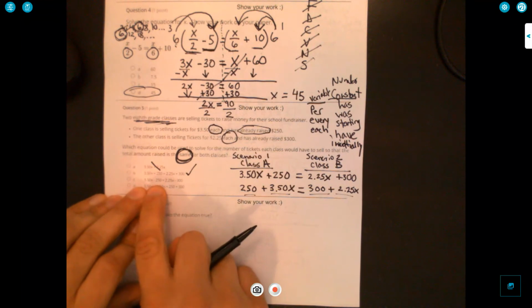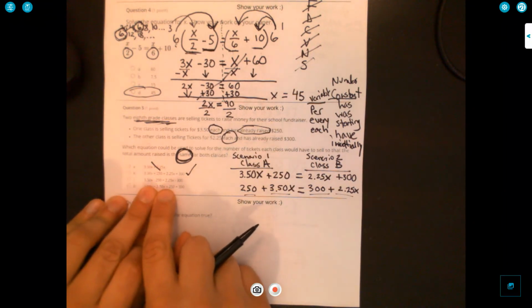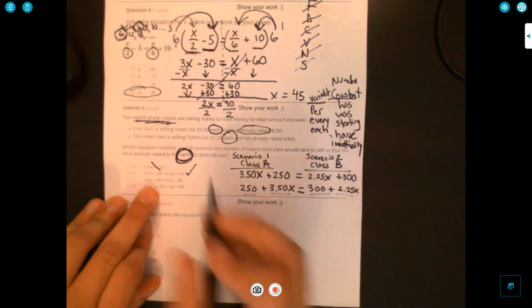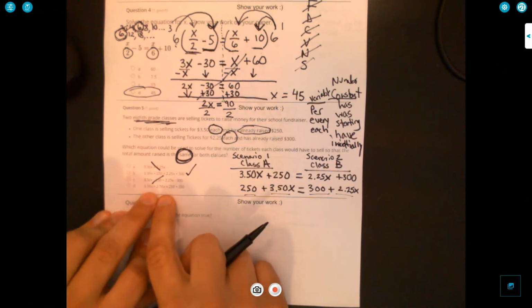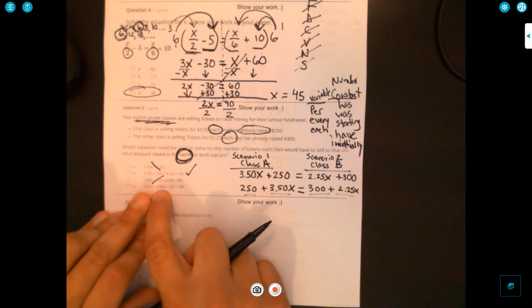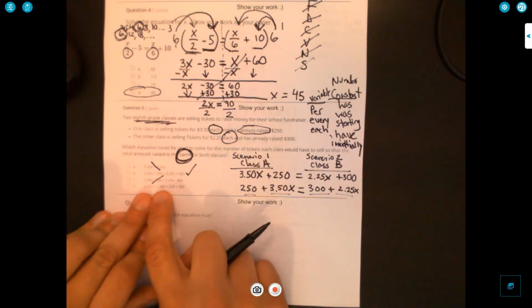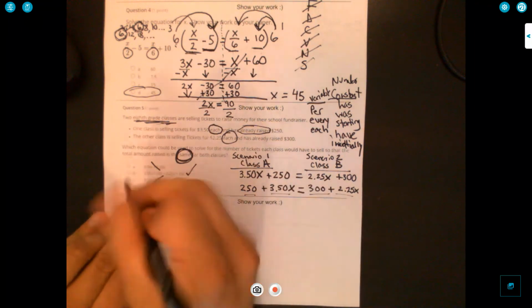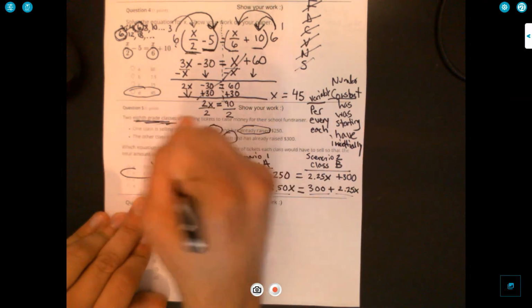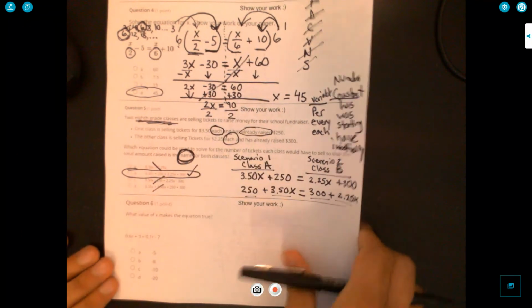All right, 350x minus 250. No, we're calculating the total cost. So we're not subtracting anything, so that can't be it. All right, 350x plus 250x. Well, these are 2 variables on one side, and each scenario has to have their own variable, so this can't be it. So B is the best answer. All right, let's look at this last one.